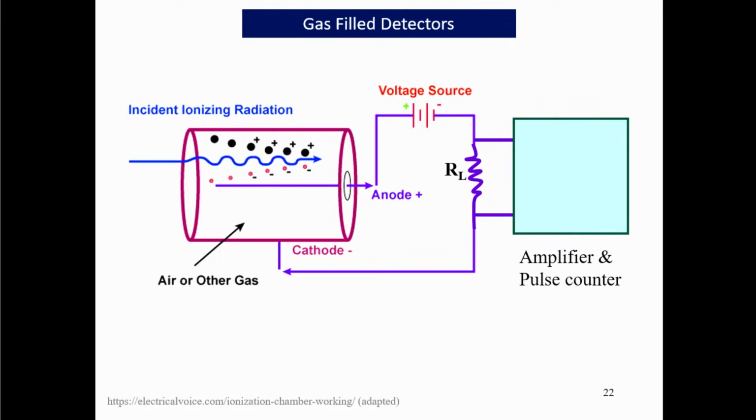When you apply this voltage, the electrons move towards the anode and the positive ions move towards the cathode, and they get collected. When they move in different directions, it gives you a measurable signal. Once you have this signal in current mode, you can take the average current over time and get a gross signal.